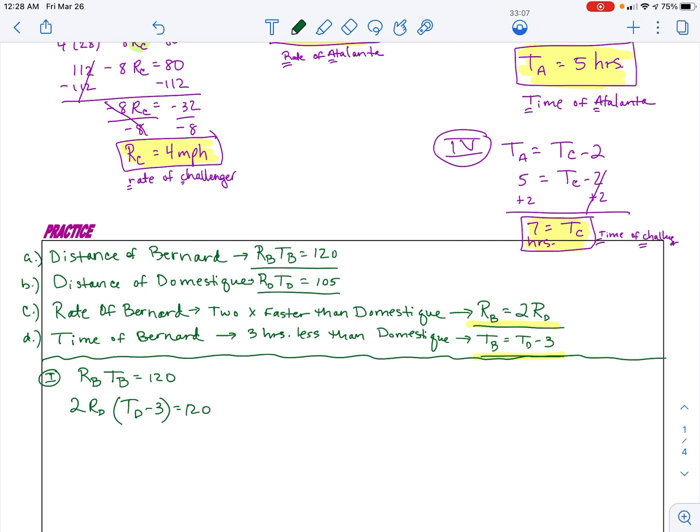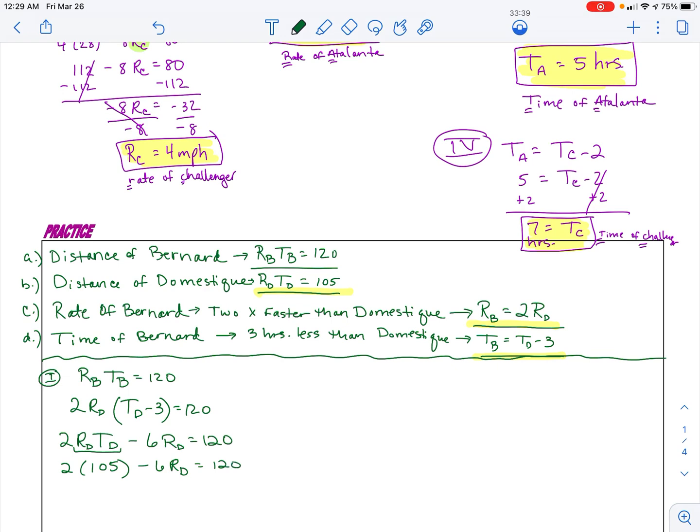Let's do some solving. We're going to go ahead and distribute this. We're going to have 2 times RD TD minus 6 RD equals 120. Is there anything else I can substitute in? I notice this variable RD TD. Look at B up here, which I've underlined in yellow. Equation B has RD times TD is 105. So let's put that in right down here.